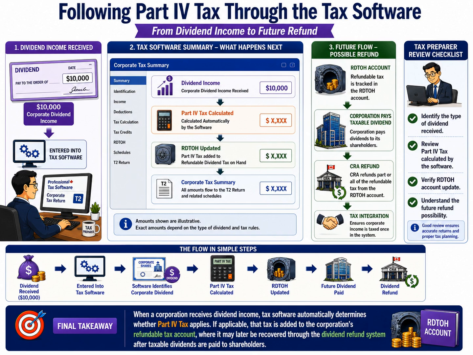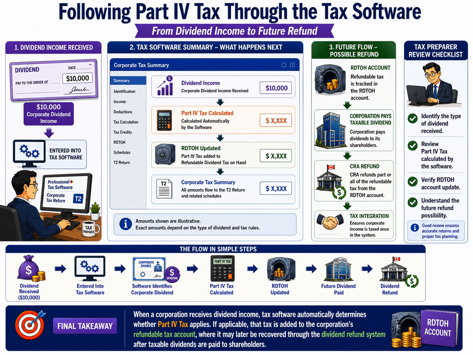The objective is not to permanently tax the same corporate profits multiple times as they move from one corporation to another and eventually to individual shareholders. Instead, the system temporarily collects refundable tax and later returns it when corporate profits continue flowing through the dividend system.